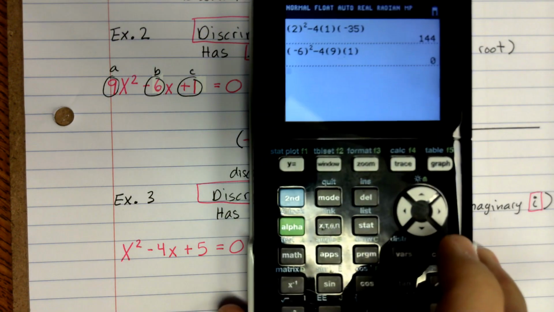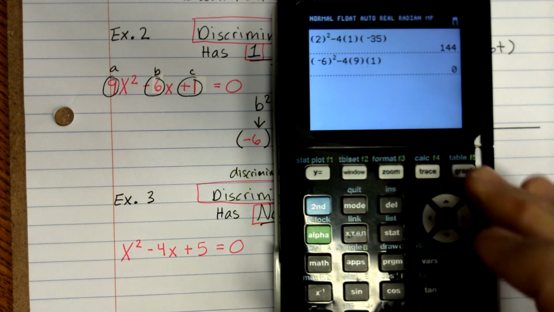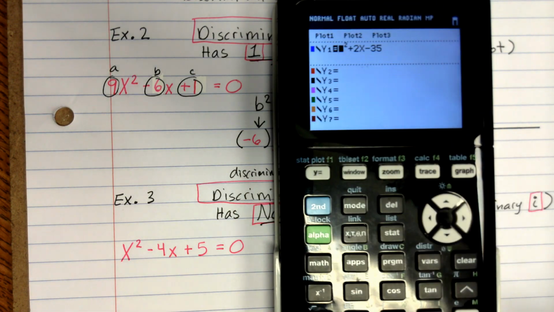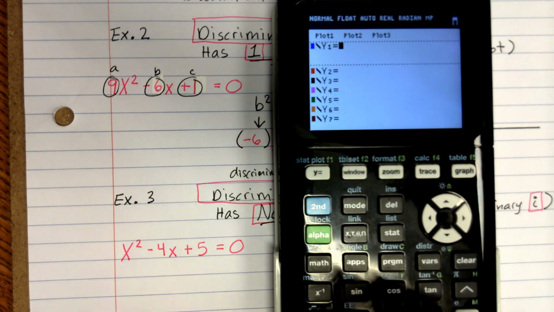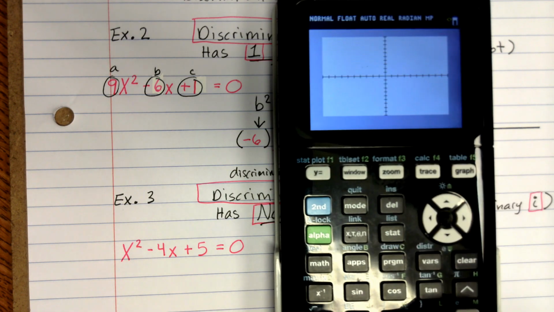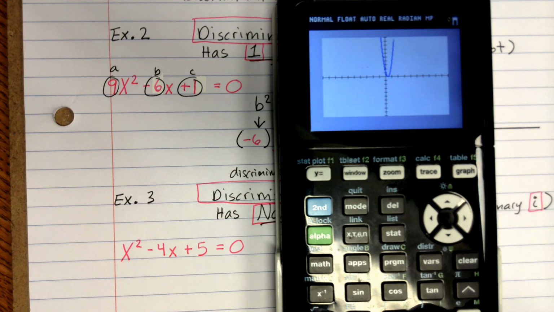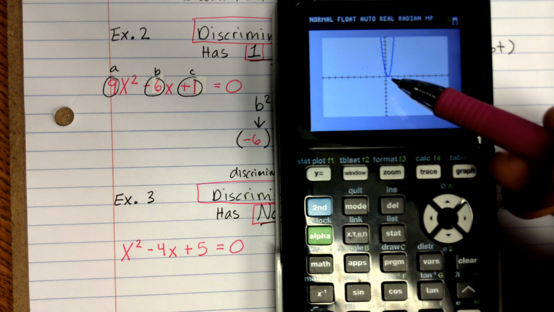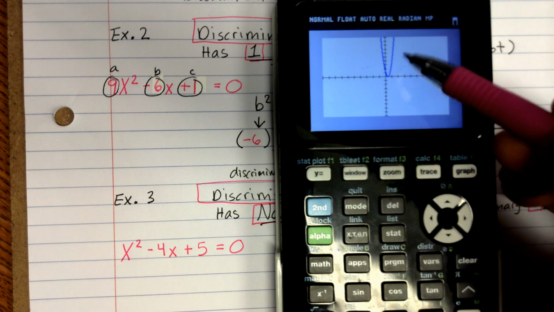And now if I were to graph this to show you what it looks like when you have a double root, to give you a graphic image, I'm going to go back to my calculator and type it in. So I have 9x squared minus 6x plus 1. And notice you can see it come down and contact this one point and then go back up.